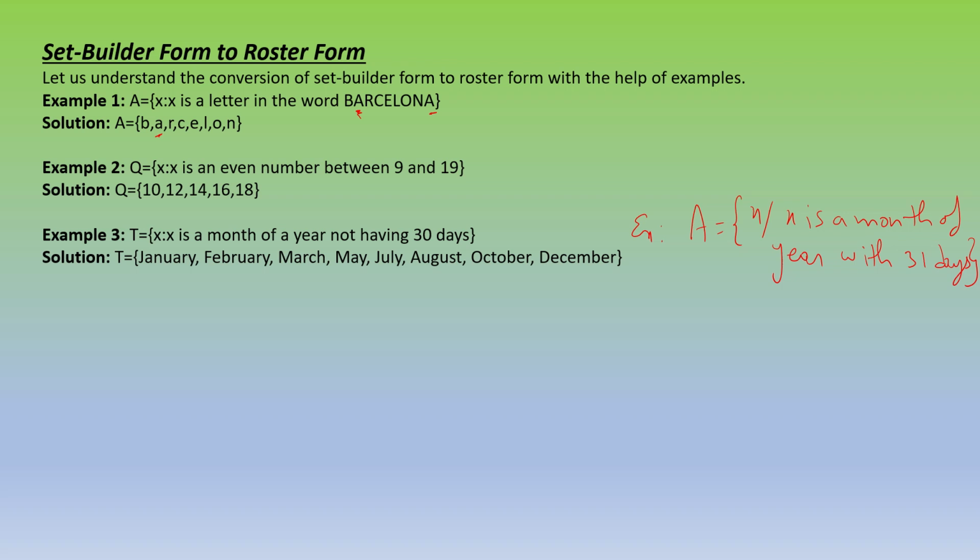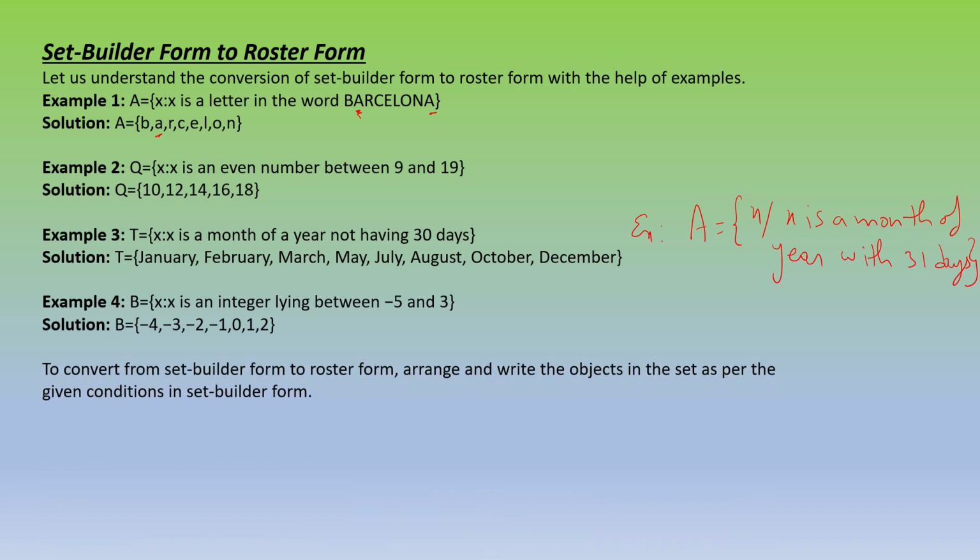Okay. Next example, x is an integer lying between -5 and 3. So what are the integers between -5 and 3? -4, -3, -2, -1, 0, 1, 2. So to convert from set builder form to roster form, arrange and write the objects in the set as per the given conditions, right?